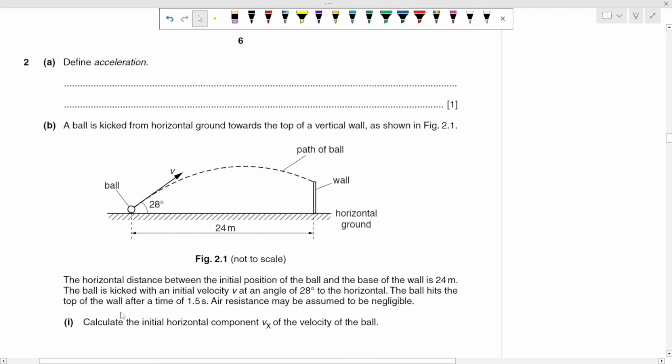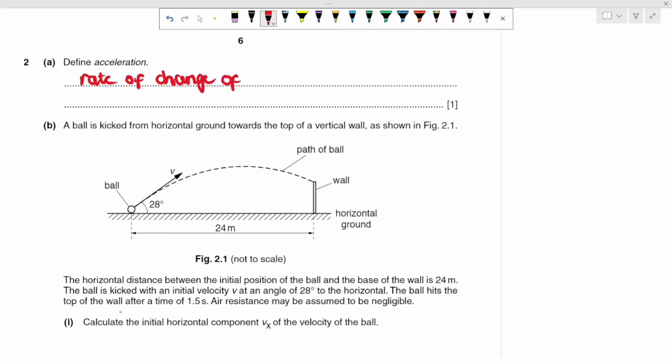define acceleration. This is a recall question. You should just be able to sort of recall and get this mark. So basically, acceleration is the rate of change of velocity. That's basically acceleration, right? Or someone might say it is the change in velocity divided by the time taken, right?